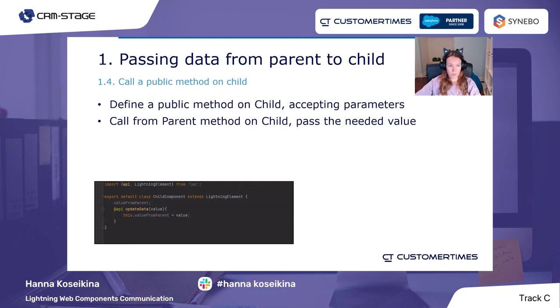Okay, let's go to the next method. We can call a public method on a child to pass some data. It looks more like a setter. So we just create on a child some method with API decorator, not setter but regular method, and we can send different parameters. And then when calling from parent this method on child, we just pass the needed value. So pretty simple. I don't think we have to go deeper in it.